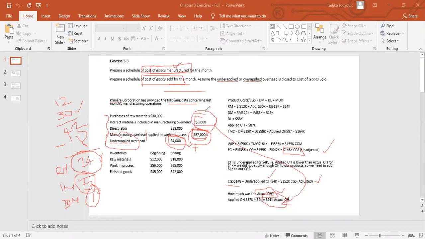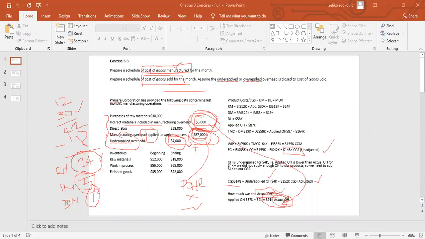Because these 5 are what we actually know that we spent, and they're actual, right? Actual. These 87 are based on what? We said they're applied. They're based on POHR times activity base, units. Yes, it can be units, but usually it's machine hours, labor hours, or something else. But these 5 are the actual amount that we didn't know at the beginning of the period. For this period now we know it. It's 5,000. That's part of the actual overhead.